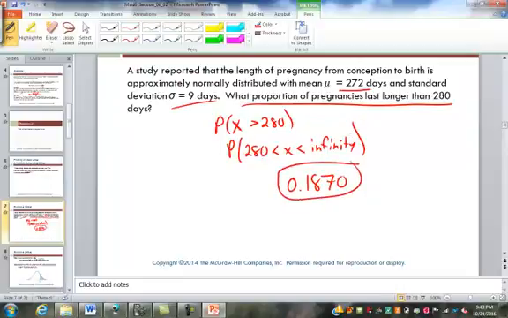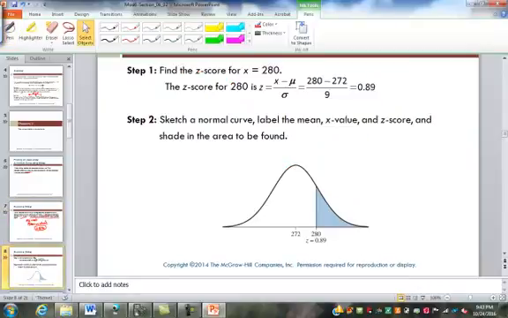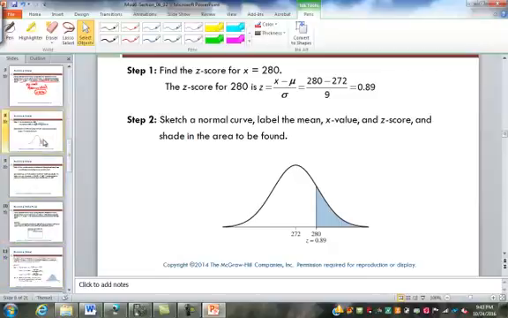Now if I'd found the z-score there, I'm going to get a really ugly z-score. I believe it's 0.888, something like that, 0.89 if I round it. Look that up in the table. We have to do, remember, a 1 minus with the table, because the table is going to give us the probability of being less than that z-score. We subtract from 1 to get the greater than.